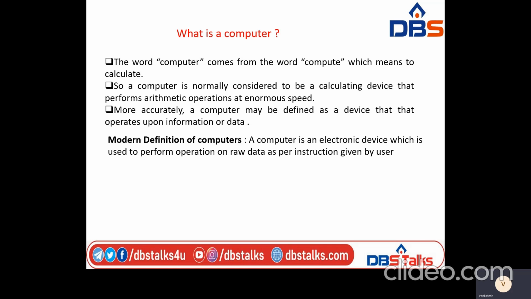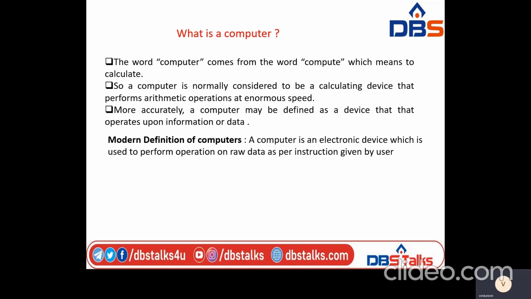Next, one more definition of the computer is an electronic device which takes the input from the user and processes the input. Process means calculate. It stores the input and gives output to the user. The only thing the computer is doing is taking the data from the user, calculating the data which is required for the user, and giving output to the user.